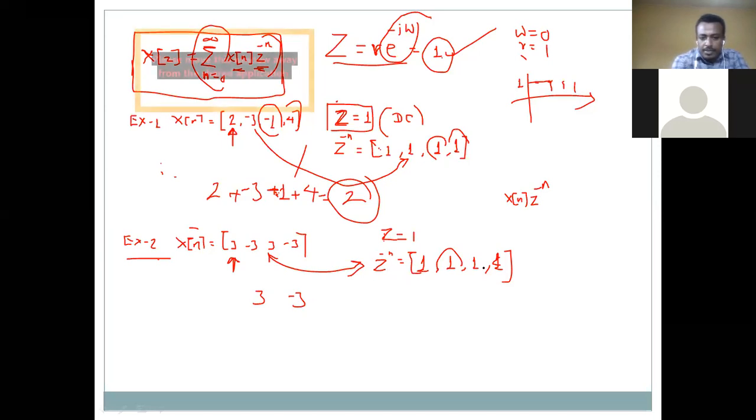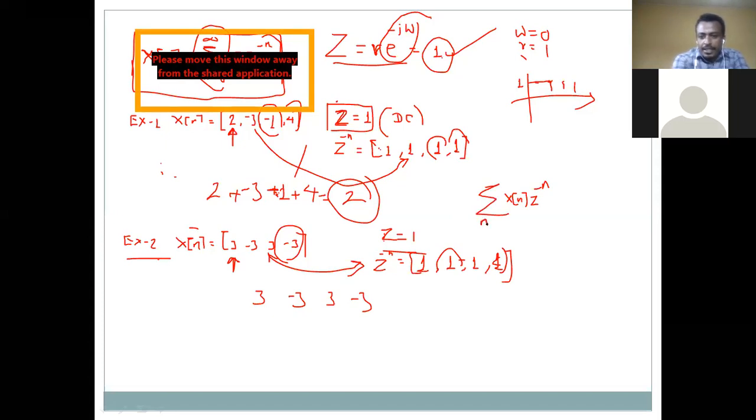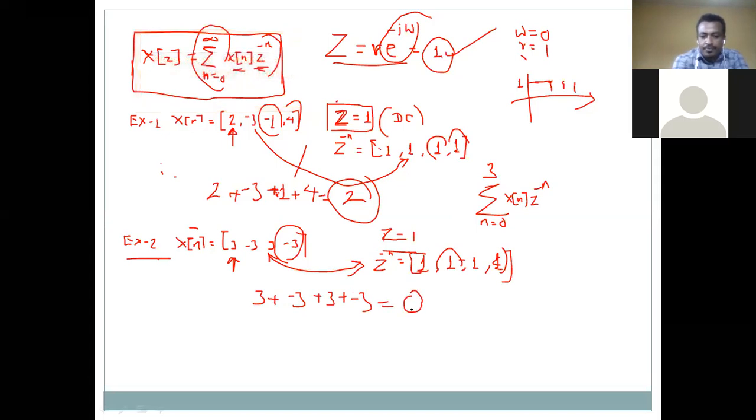3, positive 3 times 1, 3. I am multiplying. Then finally minus 3 times 1, minus 3. After that, in the formula, you have to take what? Summation, n starting from 0. Here, how many samples? 4. So n starts from 0 up to 3. Take the summation. What will be the result? The result is 0.